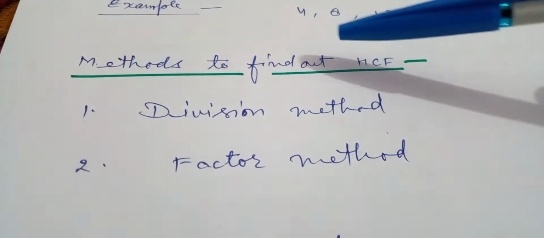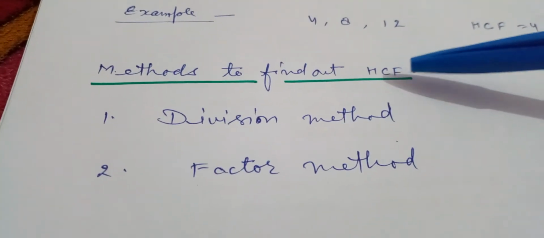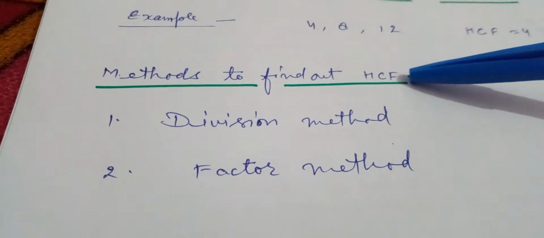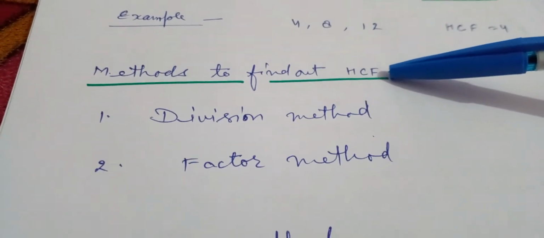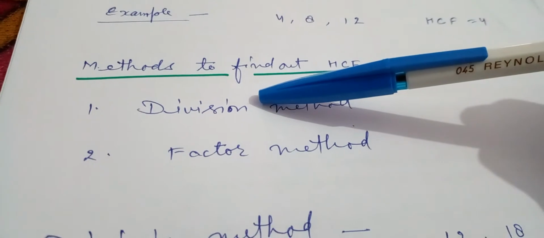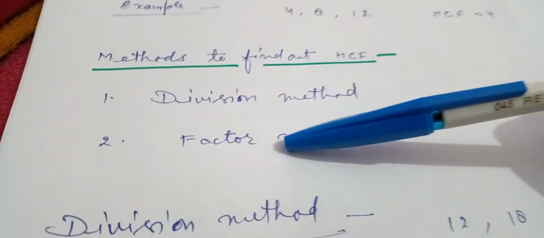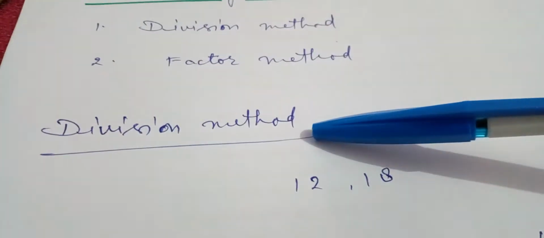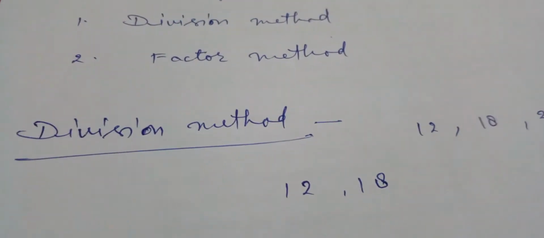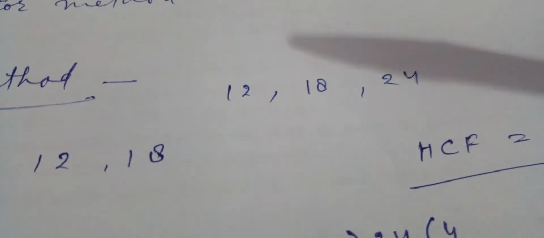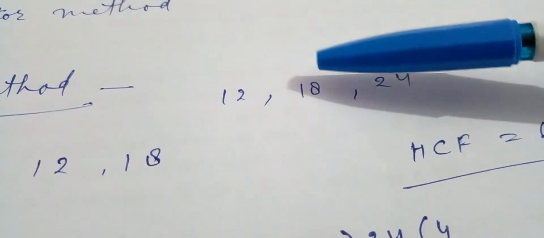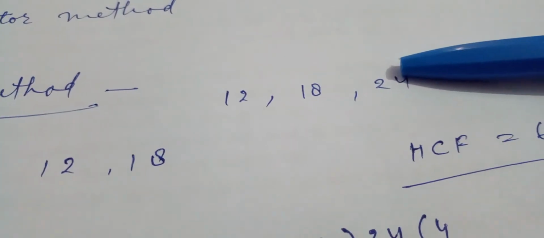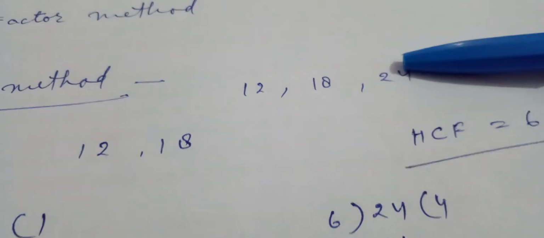Methods to find out HCF, highest common factor. There are two methods to find out HCF. First, division method, and second is factor method. First of all, we will discuss the division method. Here are three numbers, 12, 18 and 24, and by the division method we have to find out their HCF.